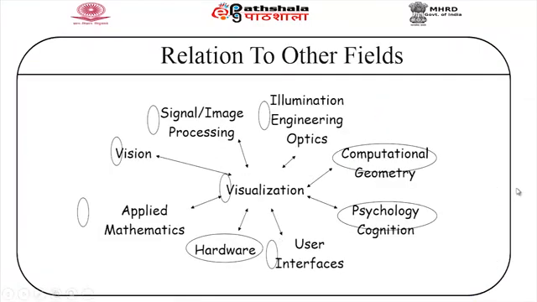If you look at the relation of visualization with respect to other fields, we can see that visualization is helpful in computational geometry. It is used in psychology or cognition to gain certain knowledge. Visualization is used as a user interface tool. It needs the hardware component as such. It is helpful in applied mathematics. Visualization is used in computer vision. It is also used in signal or image processing. It is also used in optics. So these are various application areas or relationships of visualization with respect to various other fields.